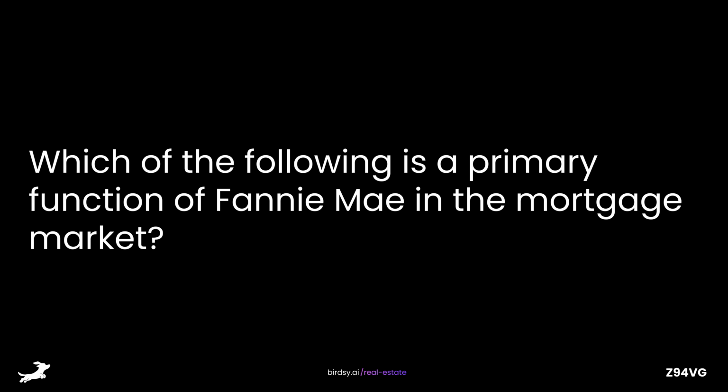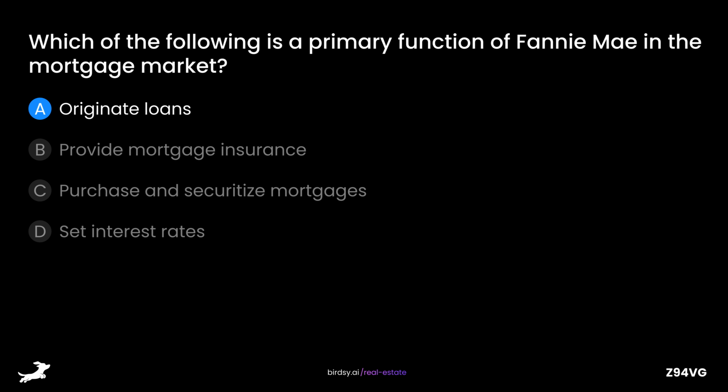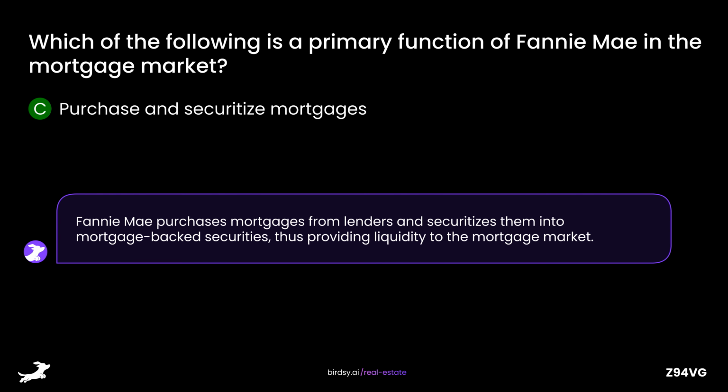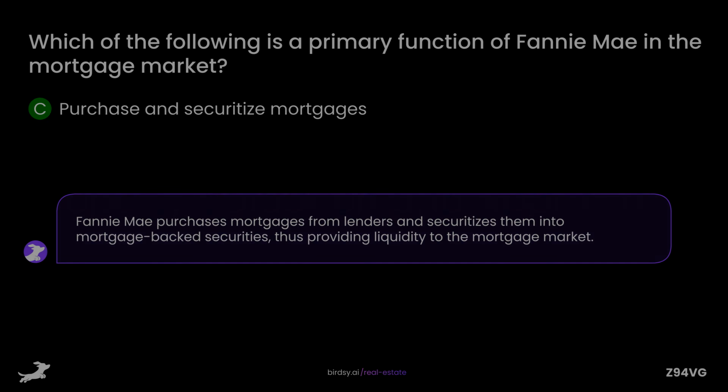Which of the following is a primary function of Fannie Mae in the mortgage market? Is it A, originate loans, B, provide mortgage insurance, C, purchase and securitize mortgages, or D, set interest rates? The answer is C, purchase and securitize mortgages. Fannie Mae purchases mortgages from lenders and securitizes them into mortgage-backed securities, thus providing liquidity to the mortgage market.